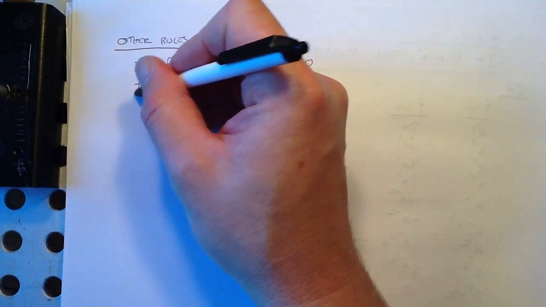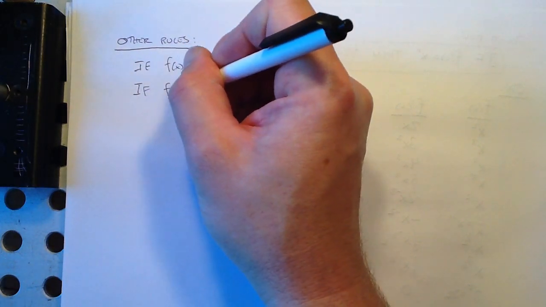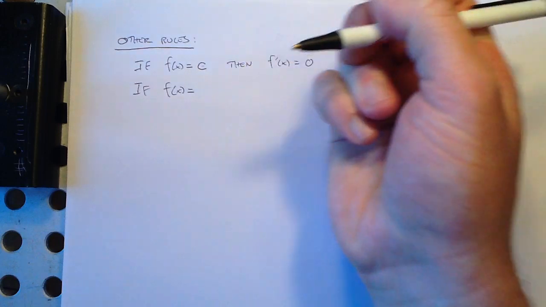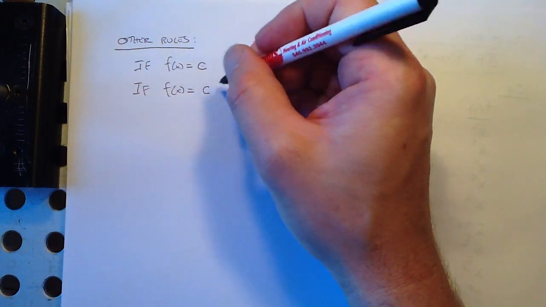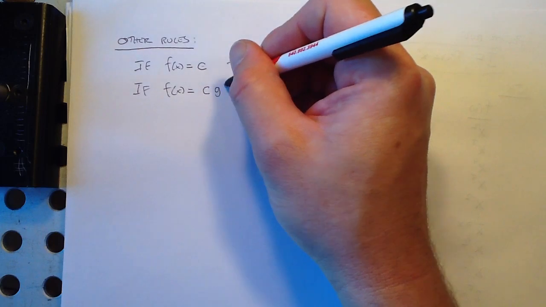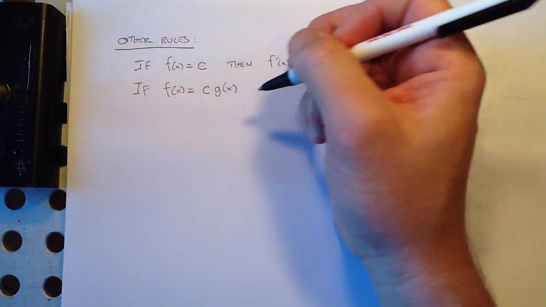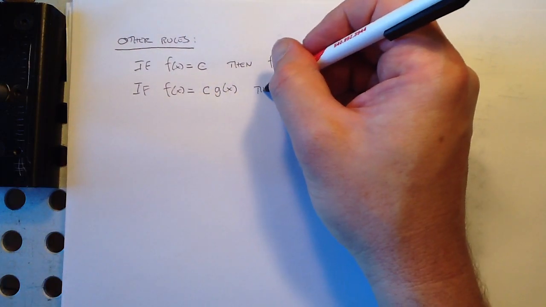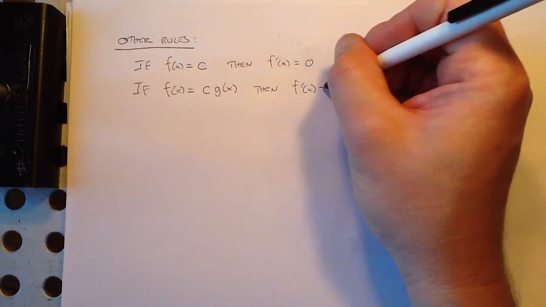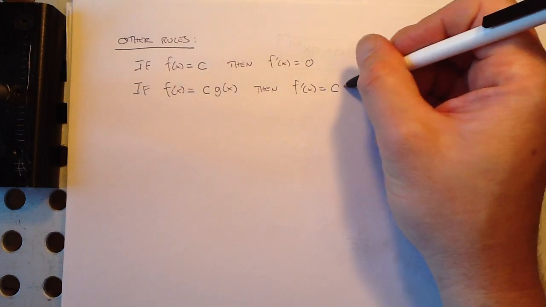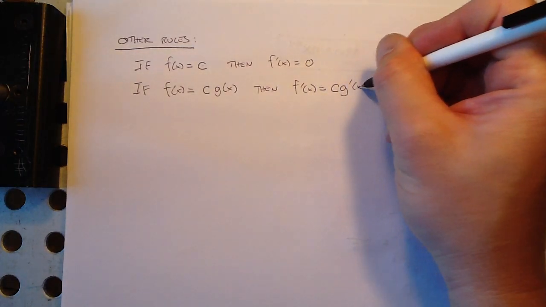Here's an important rule. If f of x is equal to a constant times some other function, just call it g of x if you want, then the derivative is just equal to that constant times the derivative of the g function.